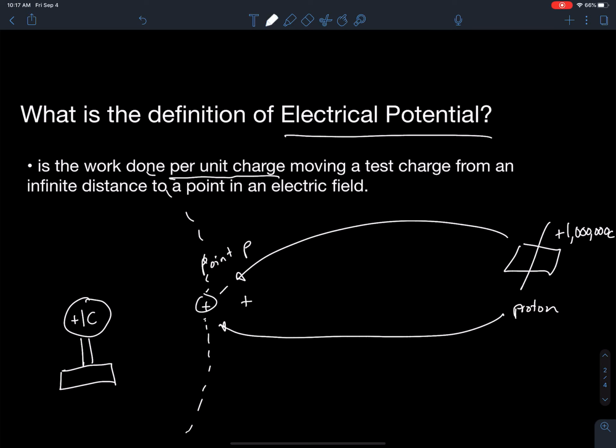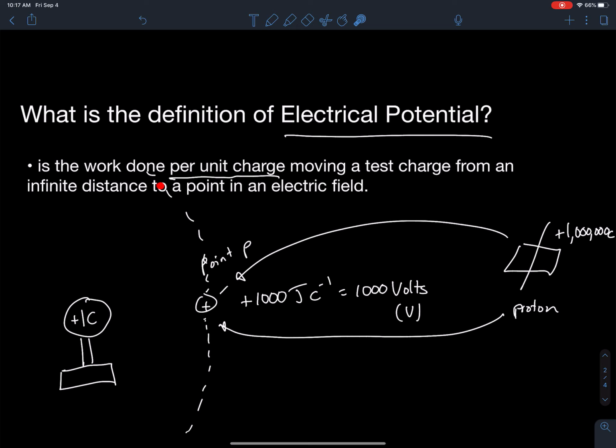For example, positive 1,000 joules per Coulomb, which is equal to 1,000 volts. The term volt is electrical potential. Joules per Coulomb is just another way of remembering that. So whenever I see volts, I see joules per Coulomb.